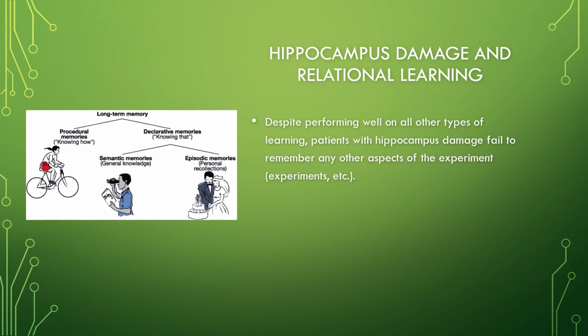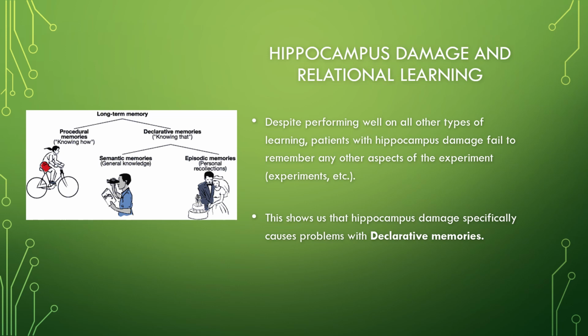So for 3 different types of learning so far, we've said that patients with hippocampus damage are able to perform these types of tasks, and they're able to improve at them. So they're showing some evidence of learning. However, if a patient has hippocampus damage, then they will have all kinds of problems with tasks related to relational learning.